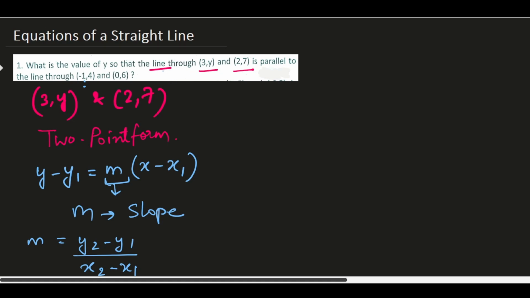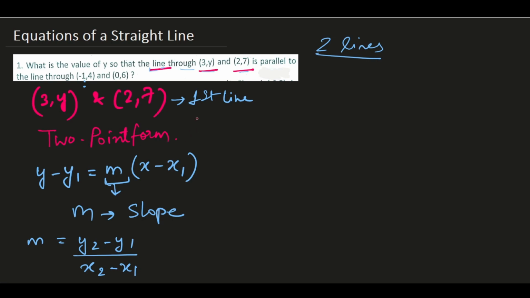On reading the question, it is clear to us that there are two lines in total. What is the value of y so that the line passing through this and this is parallel to the line passing through minus 1 comma 4 and 0 comma 6. So clearly there are in total two lines. These are the coordinates of the first line. Okay, so let's find the equation of the first line.